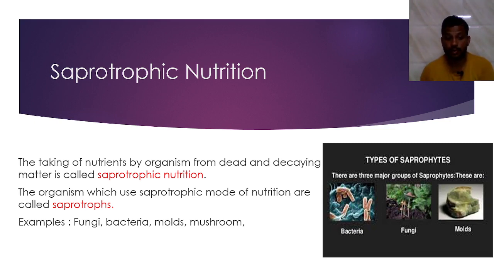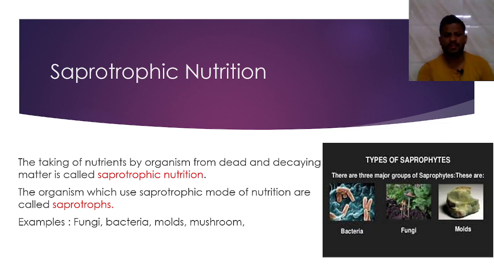These are the saprotrophs, the organisms which use the saprotrophic mode of nutrition. We can take bacteria, fungi, and molds or mushrooms. They depend upon dead and decaying matter for their nourishment, for their nutrition, for their food. They are known as saprotrophs.